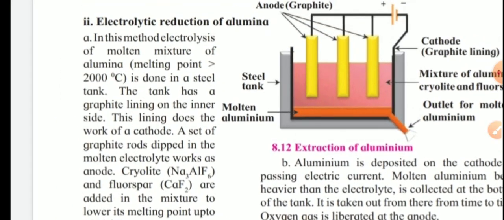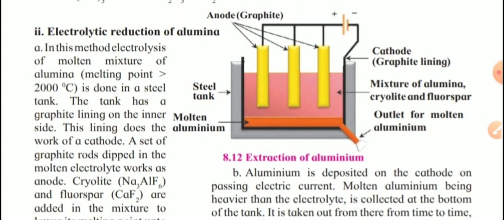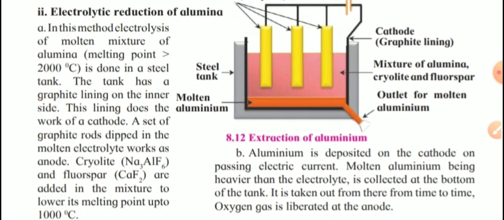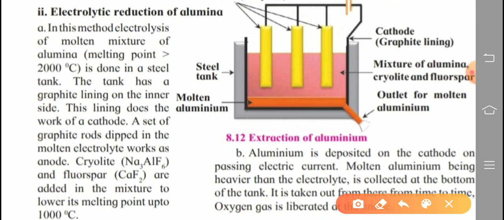Next, the second step is the electrolytic reduction of alumina. This electrolytic reduction method is used for reactive metals. In this method, electrolysis of a molten mixture of alumina, whose melting point is greater than 2000 degrees Celsius, is done in a steel tank.